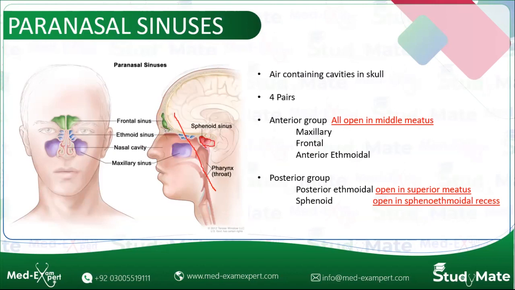This is the sphenoid sinus, and here you can see the posterior ethmoidal air cell. Posterior ethmoidal air cell drain into the superior meatus, and the sphenoid sinus drain into the sphenoethmoidal recess.